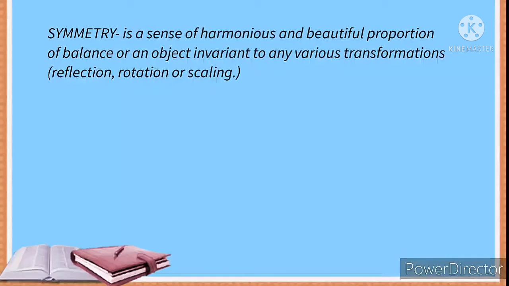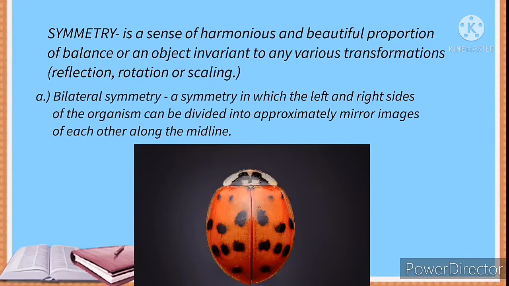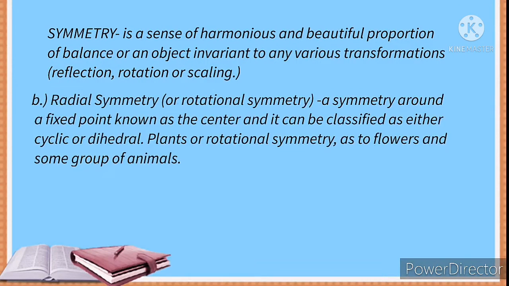There are two types of symmetry, the bilateral symmetry and radial symmetry. Bilateral symmetry is a symmetry in which the left and right sides of the organism can be divided into approximate mirror images of each other along the middle. For example, the mirror image of a sunflower, bugs, and butterflies.